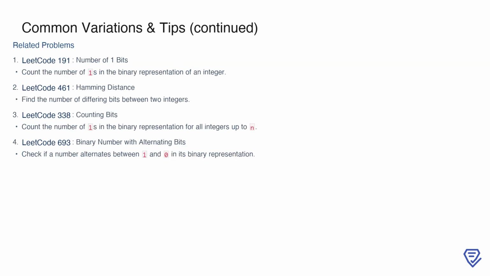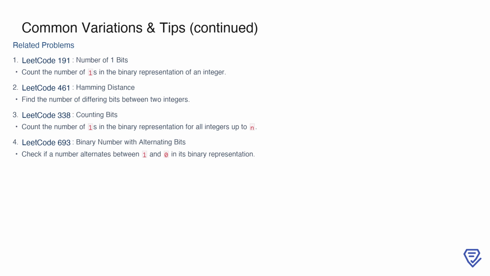Exploring related problems can help deepen your understanding of binary manipulation and its applications. For instance, in LeetCode 191, you count the number of 1s in the binary representation of an integer, which is a foundational skill that's directly applicable to other binary problems. LeetCode 461 focuses on the Hamming distance, where the goal is to determine the number of differing bits between two integers. LeetCode 338 builds on this by asking you to count the number of 1s in the binary representation for all integers up to n, which can be solved using dynamic programming.